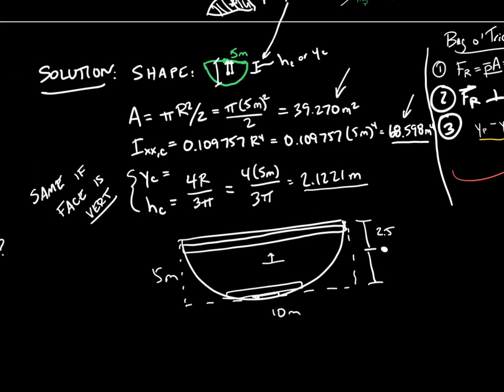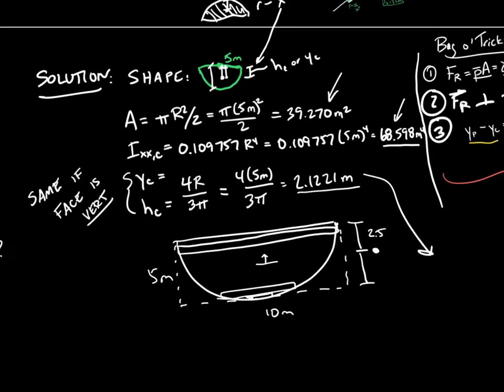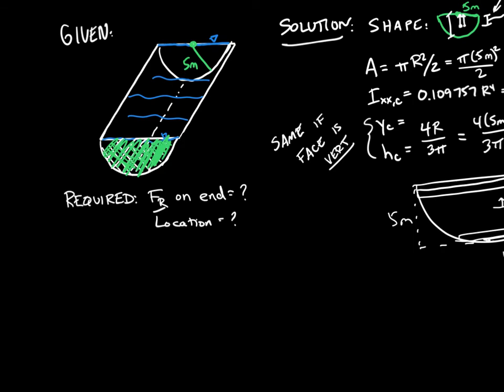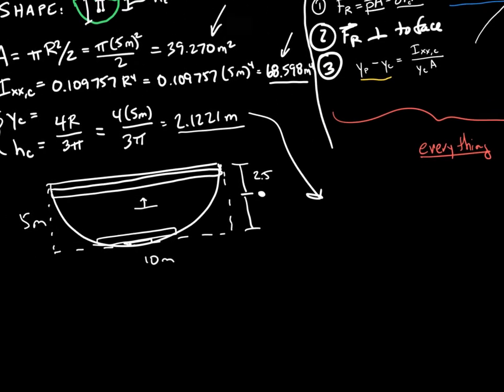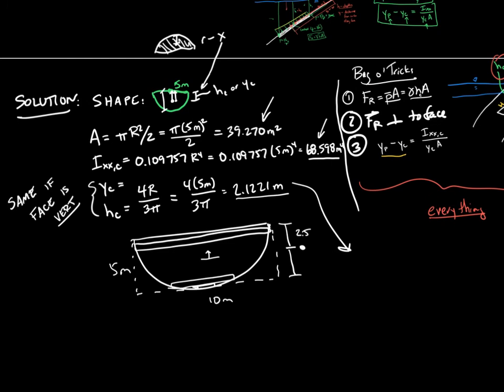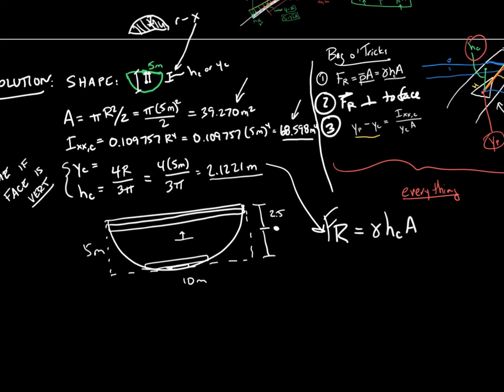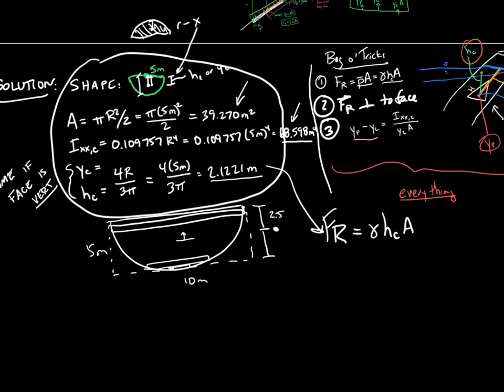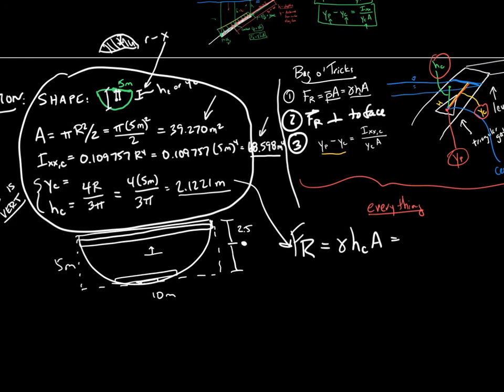Now that we've got these three or four quantities, we can solve this. And this is kind of nice. We go over here, and what we're looking for is F sub R on the end, the resultant on the end, and where it acts. We have equations for that. F sub R equals gamma h sub c A. Notice this is a plug and chug now, once I have done this shape stuff. Well, I just drew a line through one of my numbers. I could pause it and just do the plug and chug, but I won't do that. I will just go ahead and do these things for you.